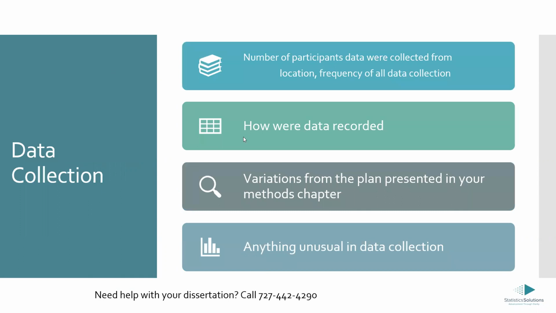We've already previewed it in our demographics, but now we can get into a little bit more specific. Number of participants. From what location were they collected? How frequently did we collect data? Maybe you had a sample of 15, but you were only able to collect data from 12 that will be in the actual results. Here's where you can explain why that was a discrepancy.